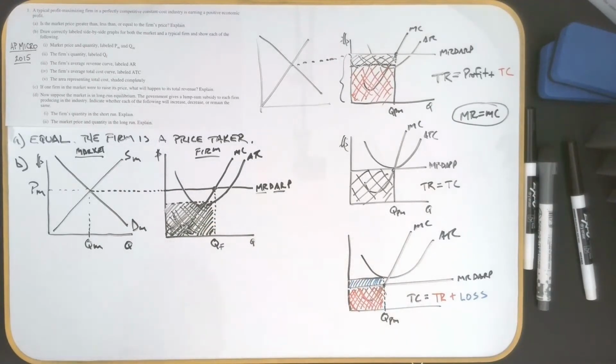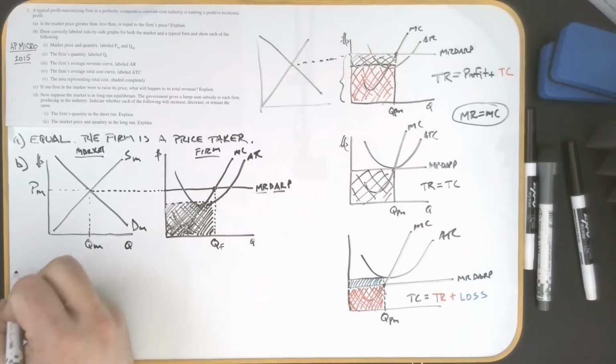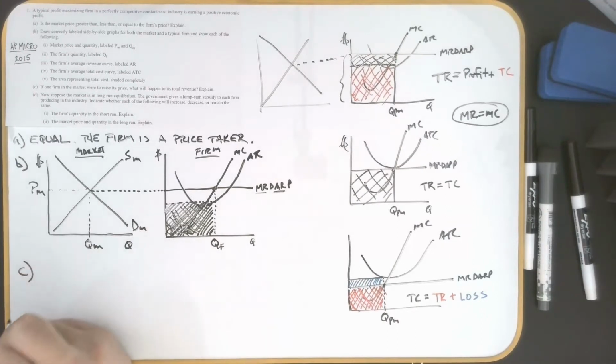And part B is completed. Now part C. If one firm in the market were to raise its price, what will happen, and explain? Now this is testing you on number of firms.